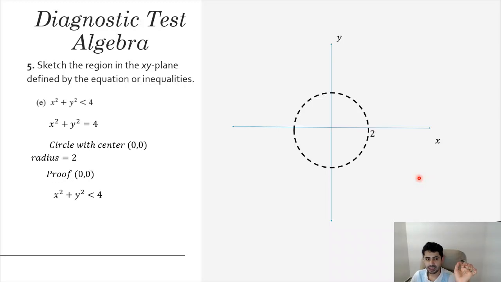Okay. So then with the test using (0, 0), we have 0 is smaller than 4, so the point (0, 0) is included in the region. So then this is true. So all the values that are inside of this dotted line belong to the correct answer.